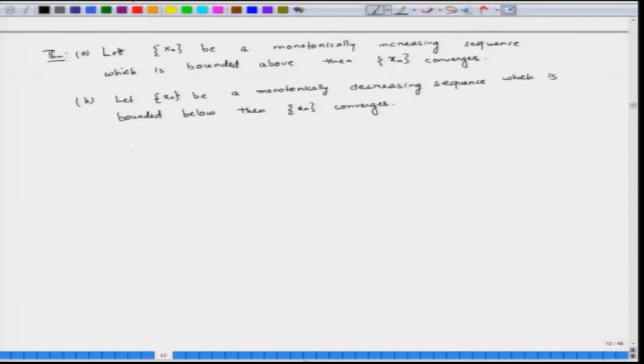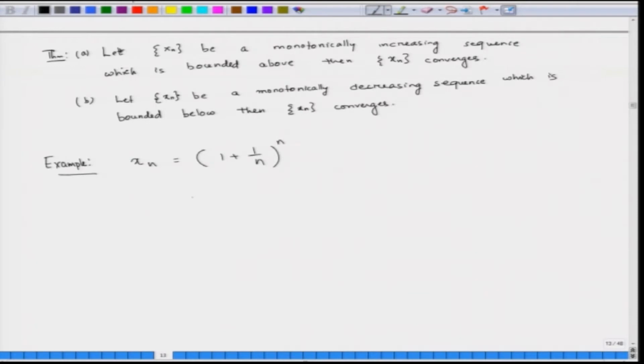Let us take our example. x n is equal to (1 plus 1 by n) to the power n. First, let us see whether this is monotonically increasing or monotonically decreasing. Our first claim is that this is a monotonically increasing sequence. So, let us try to write it down.